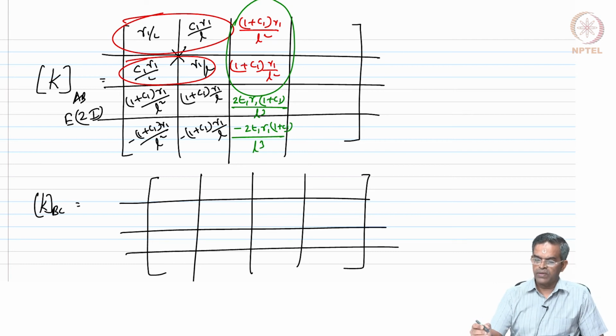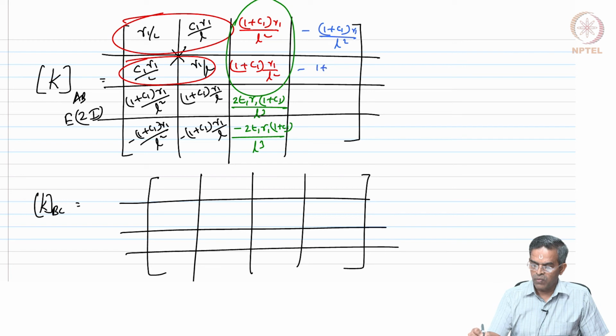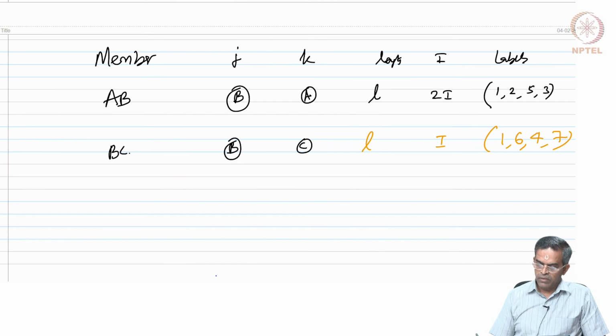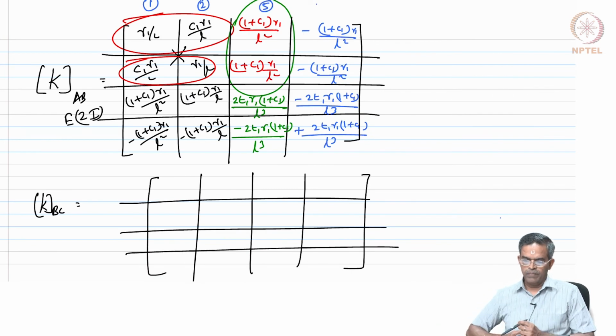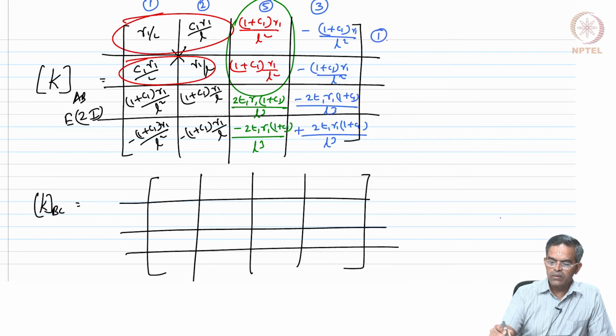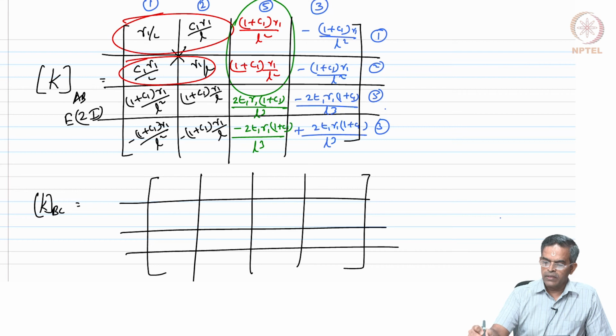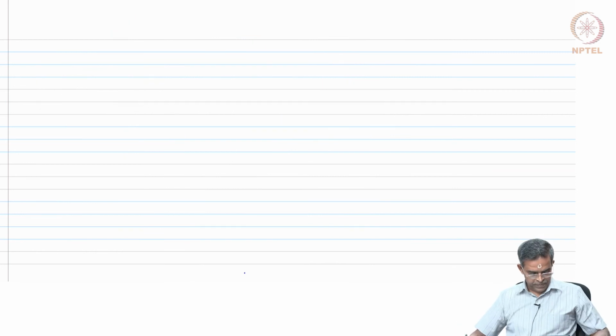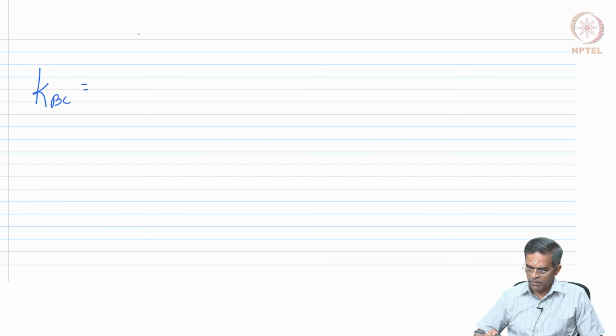The fourth column is the negative of the third. So, minus of 1 plus C1 R1 by L square, minus of 1 plus C1 R1 by L square, minus of 2 T1 R1 1 plus C1 by L cube, plus of 2 T1 R1 1 plus C1 by L cube. Let us mark the labels. For the member AB they are 1, 2, 5 and 3, and similarly here 1, 2, 5 and 3. Then for the member BC, let me do it on the next page.